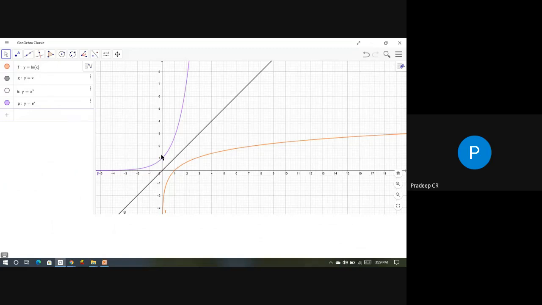That means e power x is increasing very rapidly, whereas log x is increasing very slowly. These are the two extremes of increasing functions. I'm giving you a very rough idea of all these things, but these are all very important mathematically and even engineering wise. So anyway, these are various examples of functions.